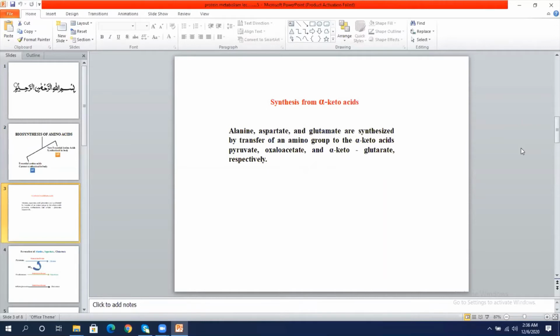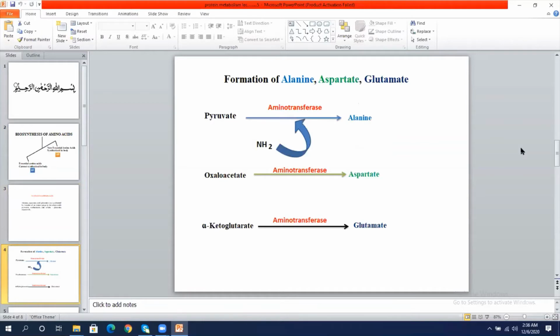Synthesis from alpha keto acids: alanine, aspartate, and glutamate are synthesized by transfer of an amino group to the alpha keto acids pyruvate, oxaloacetate, and alpha ketoglutarate respectively. The reactions: pyruvate receives an amino group and, in the presence of aminotransferase, is converted into alanine, which is a non-essential amino acid.